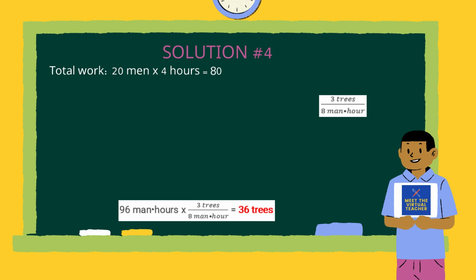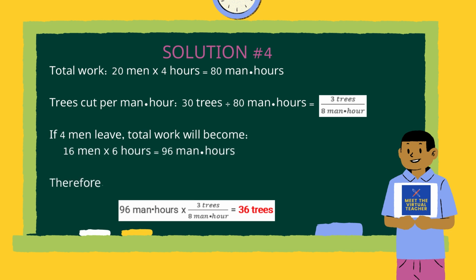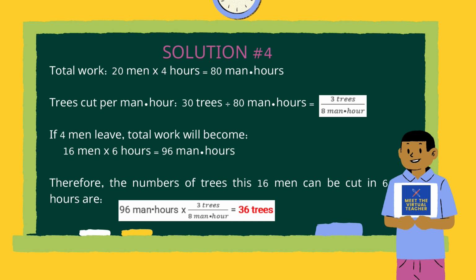Solution. First, we will compute the total work done by 20 men in 4 hours, which is equal to 80 man hours, assuming that each man has the same ability. So we can compute the trees cut per man hour, which is equal to 30 trees divided by 80 man hours, or is equal to 3 trees per 8 man hours. This is the work rate per man.